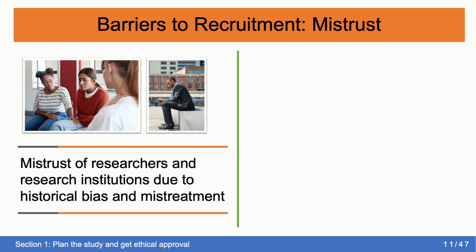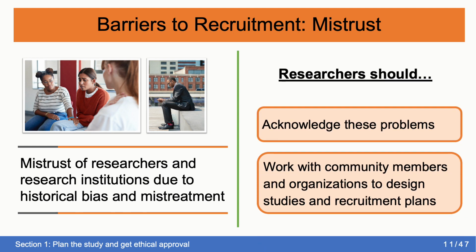For example, some historical studies have tricked people of color into dangerous medical treatments. People also may not trust autism researchers because of the history of bias and exclusion of many people from autism research. Research teams should acknowledge these problems. They can let participants know what steps they have taken to build trust and reduce bias.